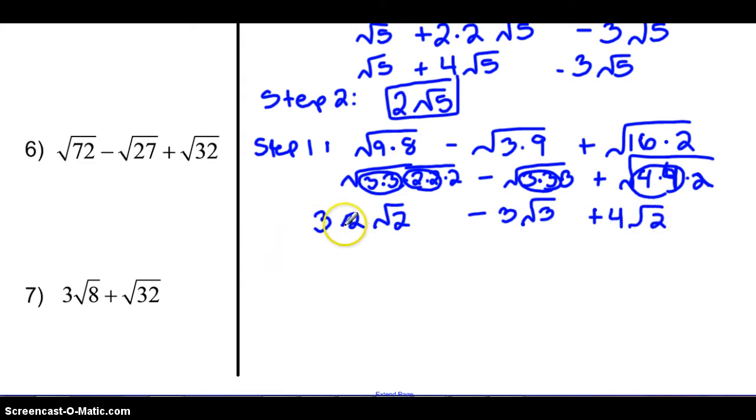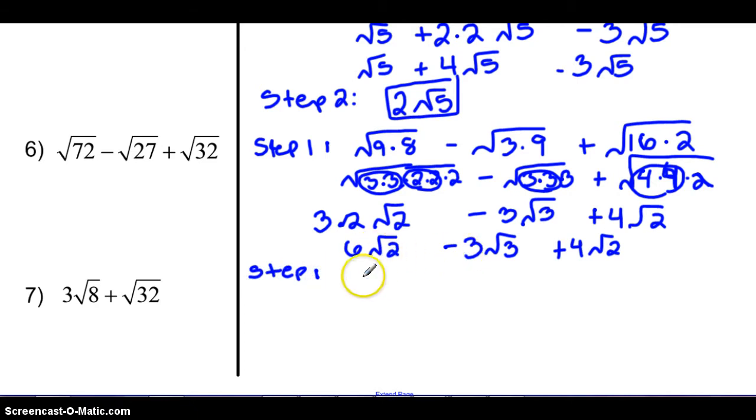So what I'm doing is 3 times 2. Any numbers on the outside, again, those multiply. They are factors. So I have 6 root 2 minus 3 root 3, and then plus 4 root 2. I have 2 common terms, so when I do my second step and I start to combine my like terms, I can put together the 6 root 2 plus 4 root 2. I can do those, so I get 10 root 2. And then the root 3 has to stay separate. Okay, and that winds up being my final answer.